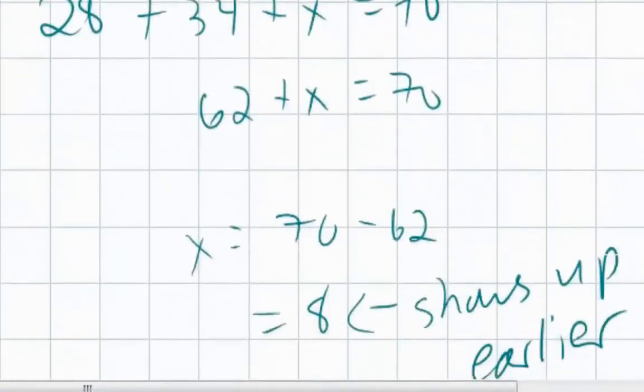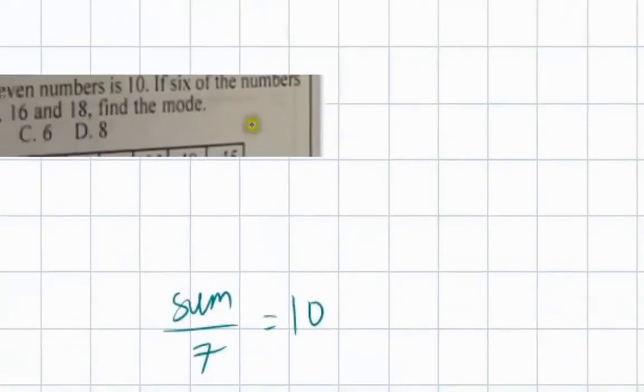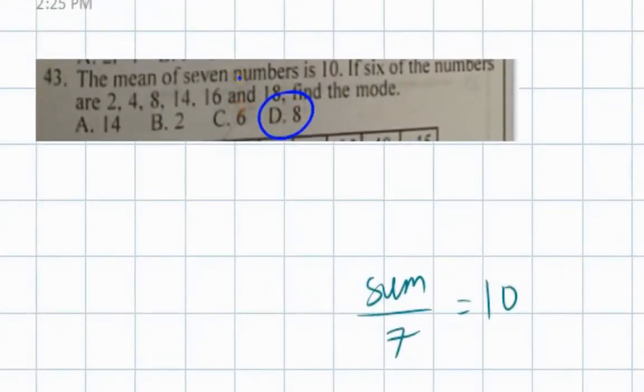8 was another number that showed up here. Because remember, the final question that they're asking is, what is the mode? The mode is the number that shows up the most frequently. So 8 is here, and 8 is here. It's the only number that shows up more than once, meaning that your mode is 8. So your answer is option D.